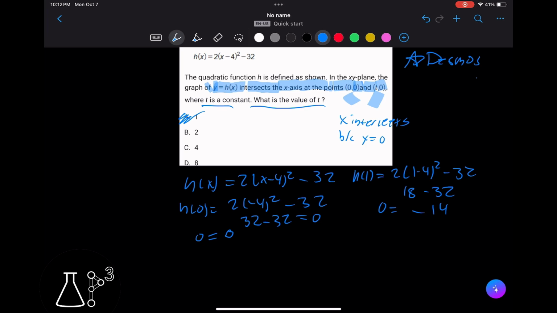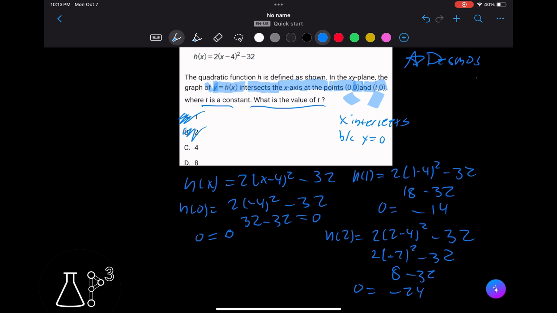So let me do B now. h of 2 equals 2 multiplied by 2 minus 4 squared, minus 32. 2 minus 4 equals negative 2. There's a lot of 2's here. So negative 2 squared equals positive 4. Positive 4 multiplied by 2 equals 8. And then 8 minus 32 gives us negative 24, while h of 2 should again equal 0. And as we can see, they still don't equal each other. So therefore B is incorrect as well.